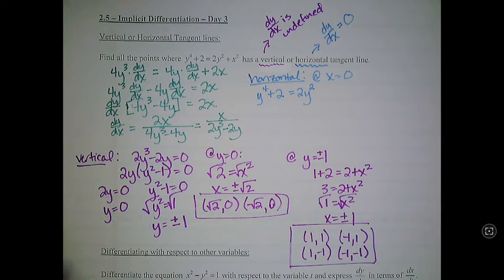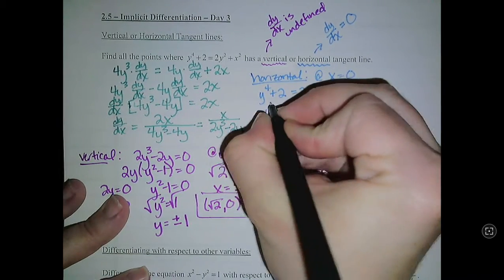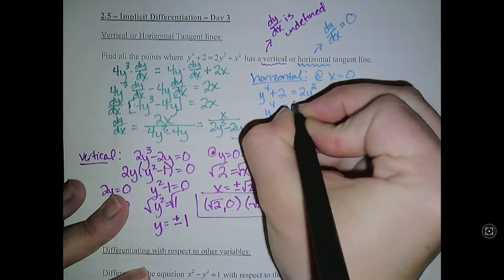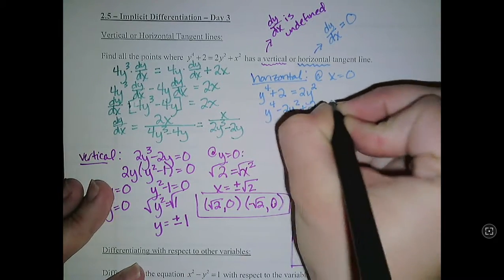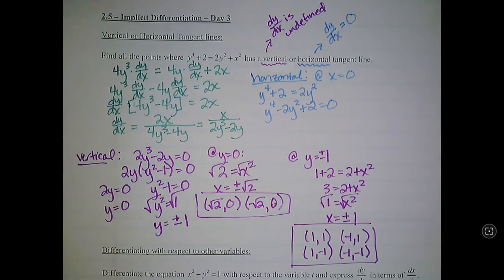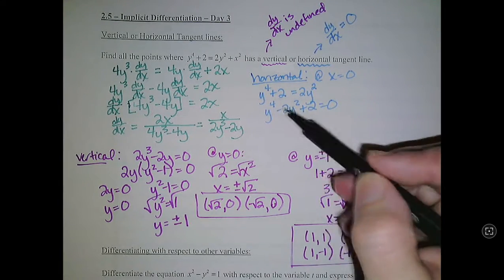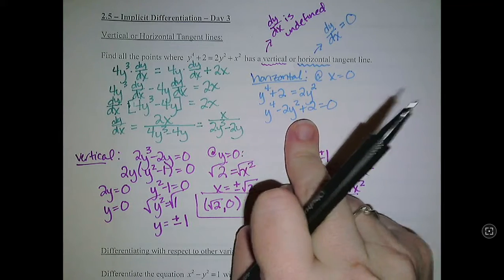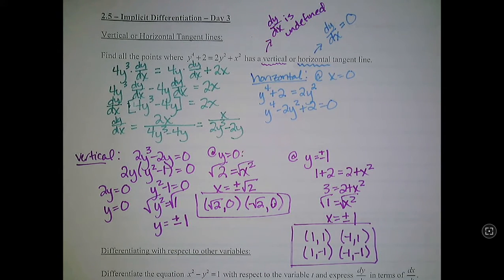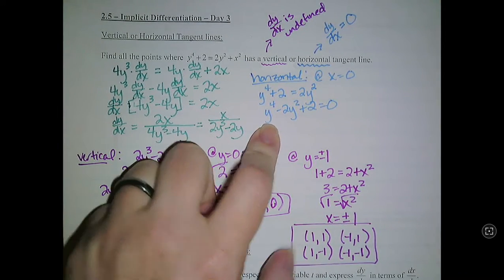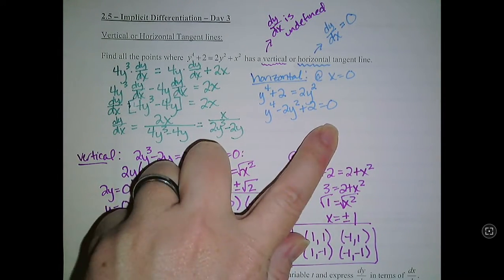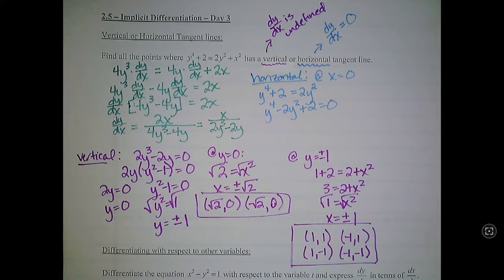So if I set this equal to 0, I have y to the 4th minus 2y squared plus 2 equal to 0. And at first glance, you might think that this is a difficult problem to solve because you have a power of 4. But notice that my middle term is y squared. So really, I could treat this like a quadratic, because this is y squared squared, this is y squared, and that would be 2. If you're not seeing that, maybe come over here to this side and play with it a little bit.